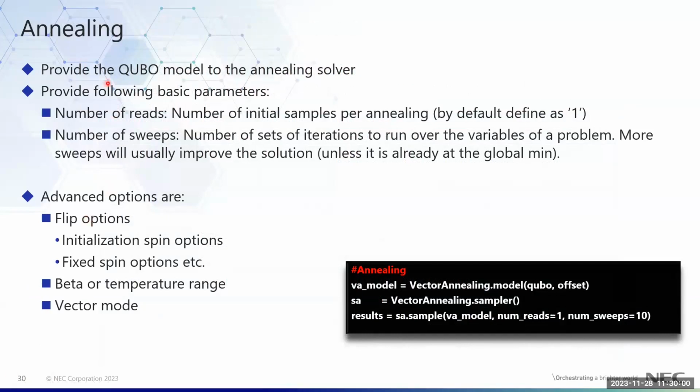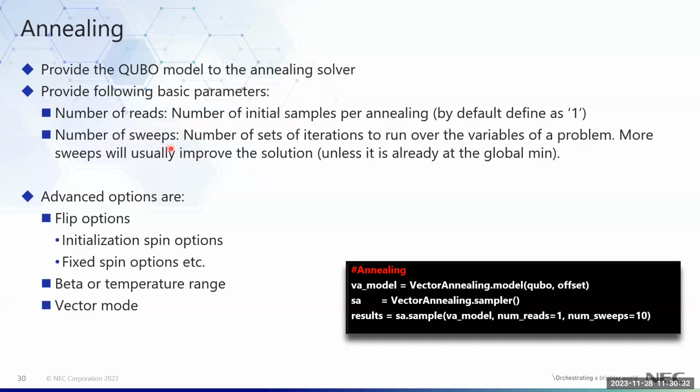Okay, and then finally for the annealing step, we provide the QUBO model to the annealing solver, and we need some parameters that we have to provide to the solver along with the QUBO. One of them is called the number of reads. Number of reads stands for the number of initial samples per annealing. By default, it's just one, and we usually keep it one, but it gives you a grasp on how many samples you want to use for the annealing.